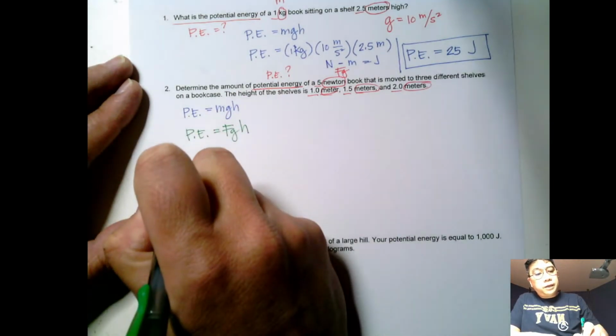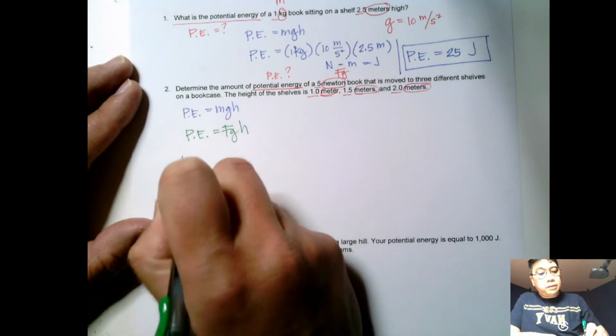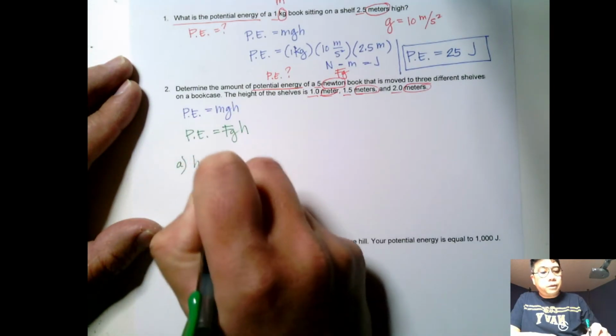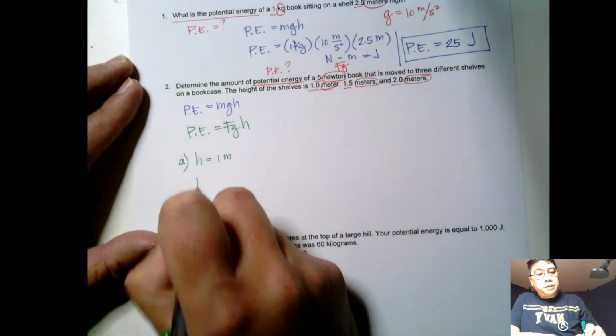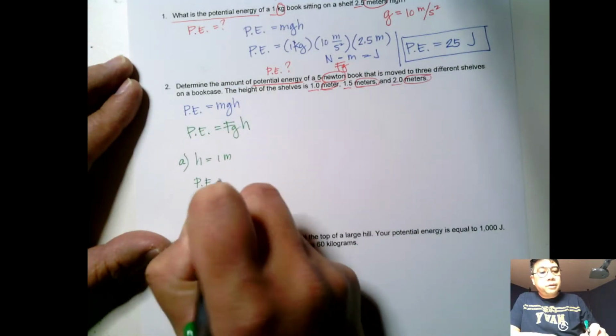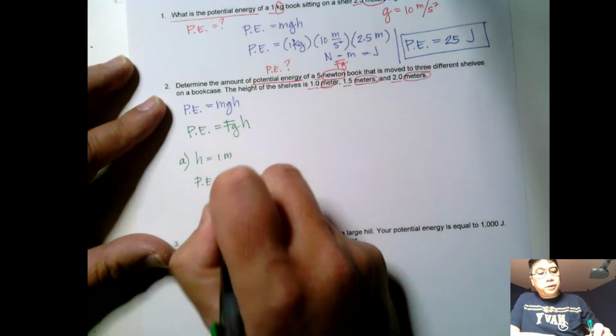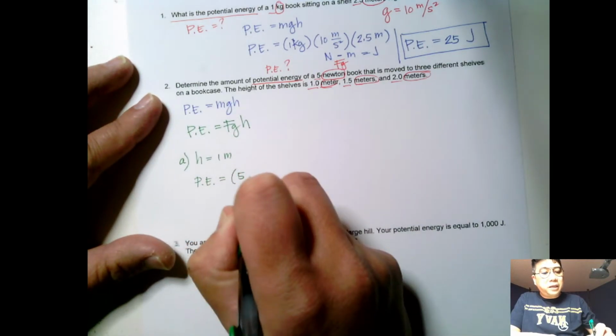So for the first height, let's say the height is equivalent to 1 meter. So the potential energy of a 5 newton book being lifted to a height of 1 meter.